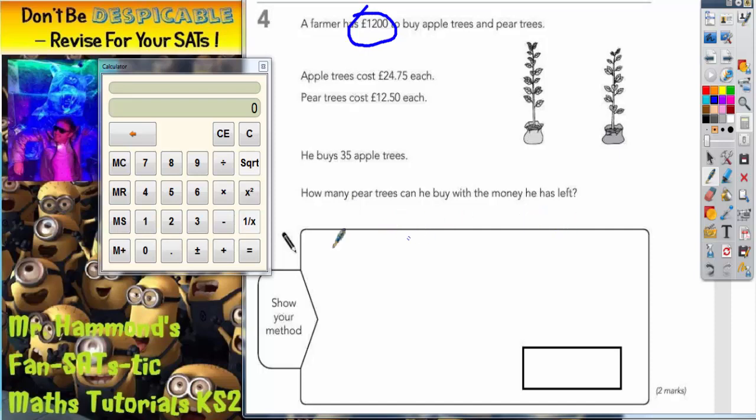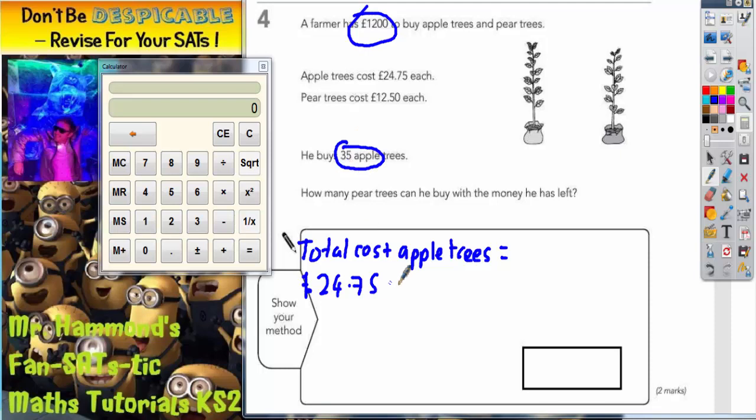Well, the first thing to do is to find the total cost of the apple trees. And to do that, we need to start with £24.75 because that's the cost of one apple tree. And we need to multiply this by 35 because he buys 35 of them. So it's £24.75 times 35. And we need to work that out now. It is a calculator paper, so let's take advantage of the calculator.